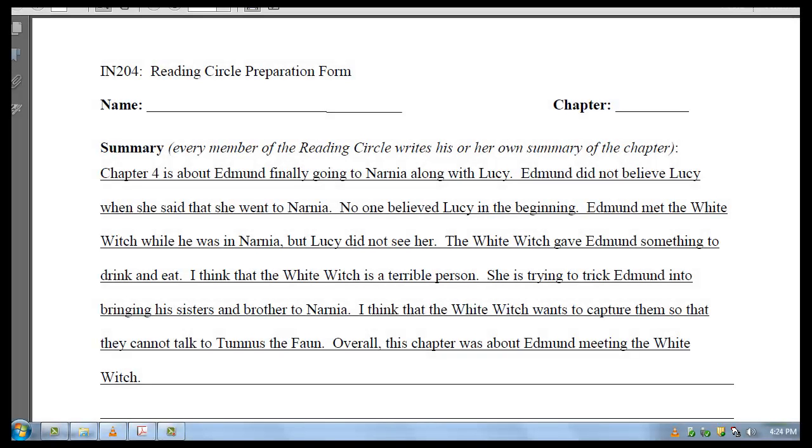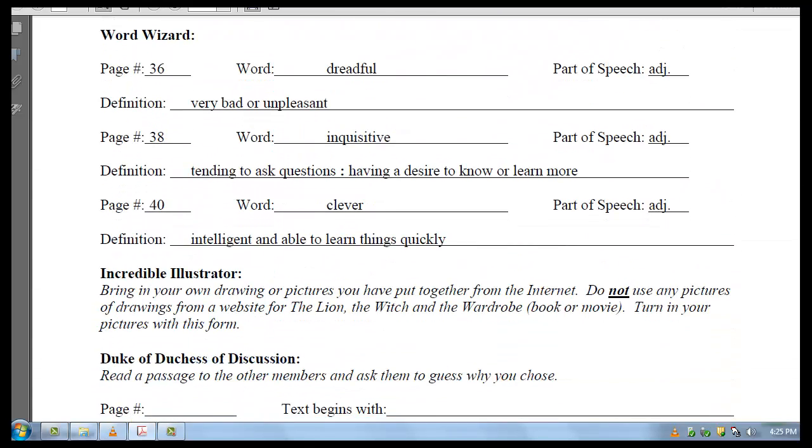The next job is the word wizard. The word wizard will come to class with their summary and with the word wizard section filled out. The job of the word wizard is to choose 3 new words from the chapter that are important to understanding the chapter. The word wizard will ask the team members to find these words on a certain page and to guess the meaning from context. Once everyone has guessed, the word wizard will then tell the team members what the words mean. Some of these words might end up on your word wall. The word wizard should also know the part of speech for each word. Let's meet our word wizard and see how the team does.